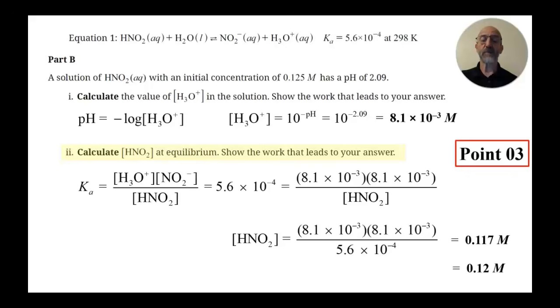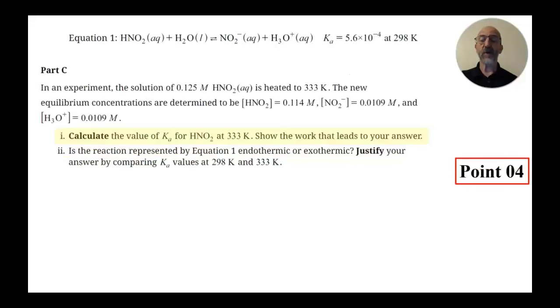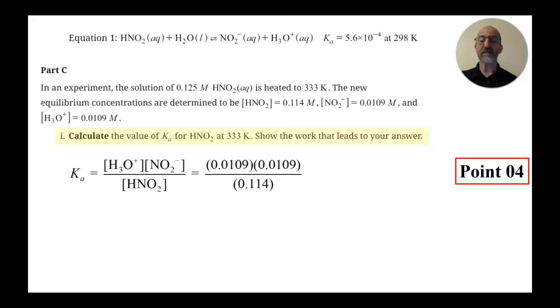Let's go ahead and move on to point 4. Calculate the value of Ka at a different temperature, at 333 Kelvin. Now, we were given the equilibrium concentrations of HNO2, NO2 minus, and the hydronium ion. So all we have to do is plug these three concentrations into the Ka expression. When I do this math, I'm going to get a different value of Ka than what I have for 298 Kelvin. I get 1.04 times 10 to the negative 3, and this is the Ka value at a higher temperature, at 333 Kelvin.